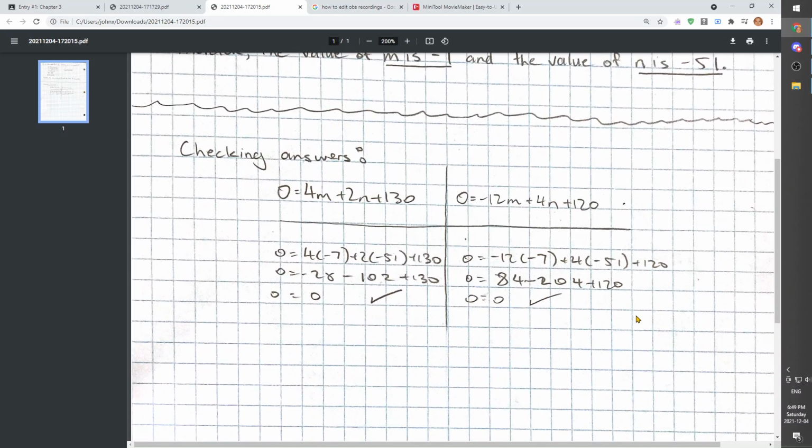I also did a check by substituting m is equal to negative 7 and n is equal to negative 51 into the equations that we got previously, which proves my answers.